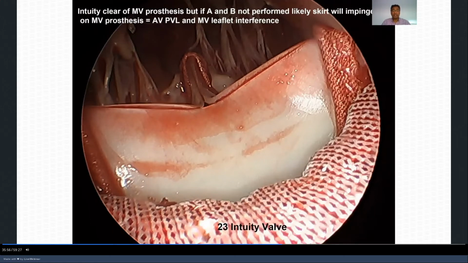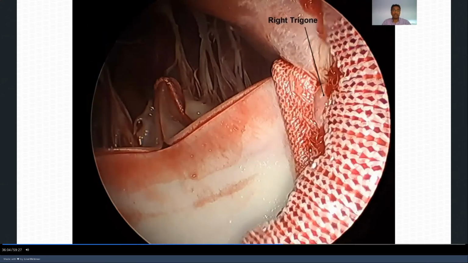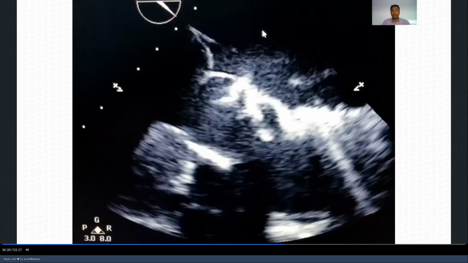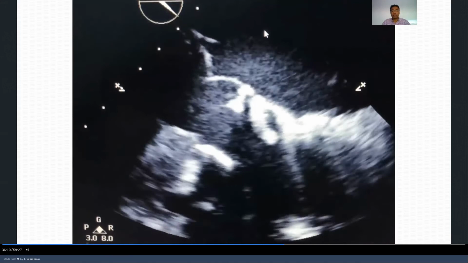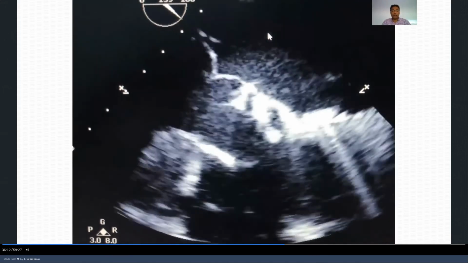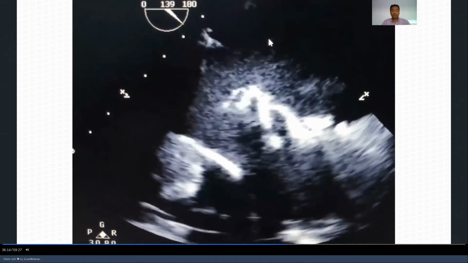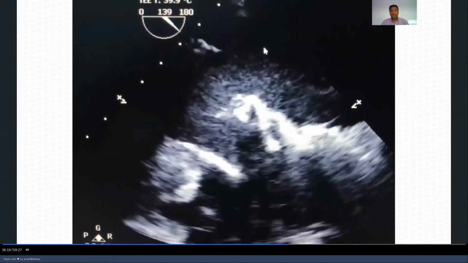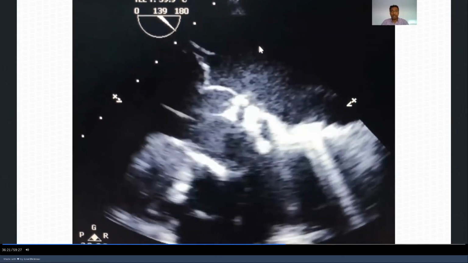And you can see here, the skirt of the deployed Intuity valve does not encroach on the mitral valve prosthesis. Both the right trigon is clear and the left trigon is clear. And this is the post-operative echo showing the mitral valve functioning very well. It's not encroaching into the LVOT. And a color Doppler demonstrates that there is no paravalvular leak across the Intuity valve.